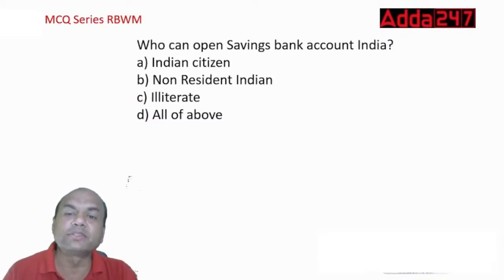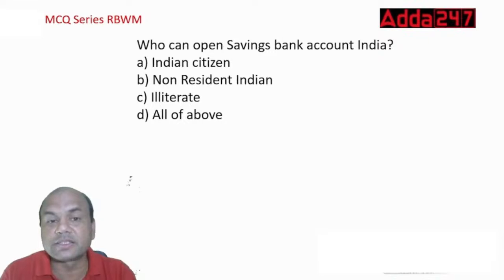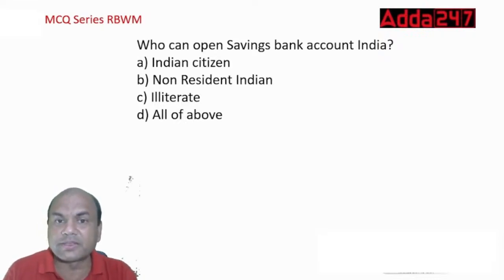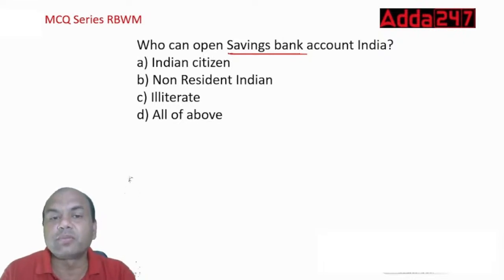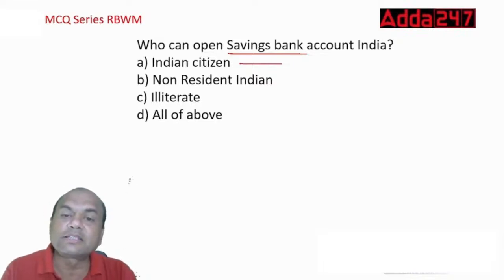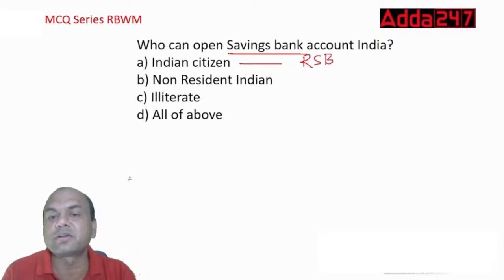Who can open the savings account in India? Indian citizen, NRI, illiterate, all of the above. Savings account can be opened by an Indian citizen. When an Indian citizen opens it, it is called what? Resident Savings Banks account, RSB. Okay.